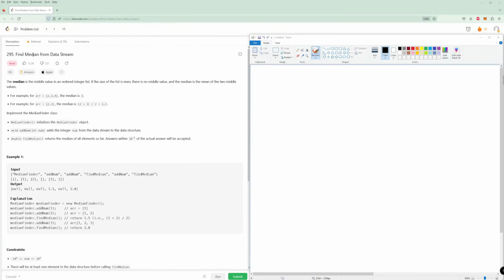So today we're going to be doing problem number 295, Find Median from Data Stream. It's definitely a popular problem. I think it might actually be on the Top 75. I'm not really sure about that, but let's get into it.